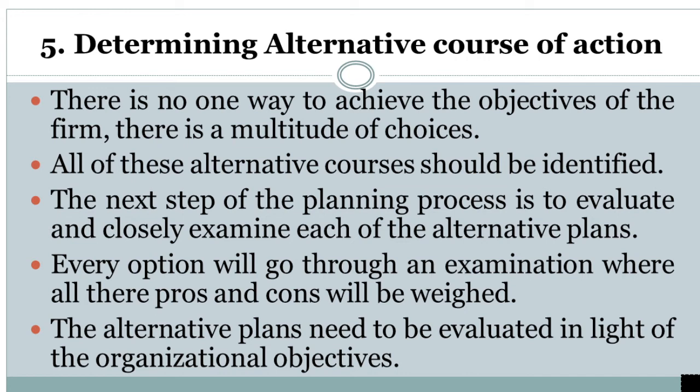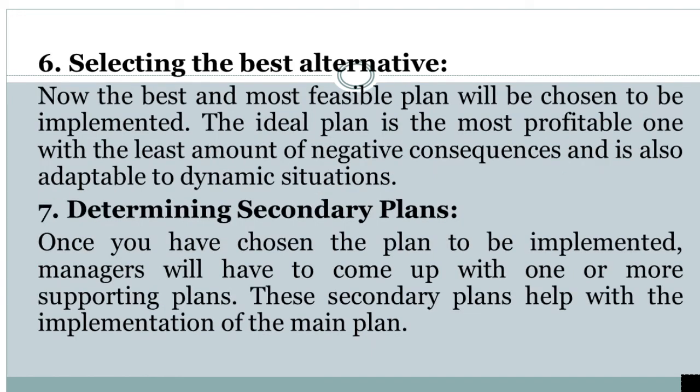So to meet that objective I need alternative plans, right? So in relation to this organizational objective, these alternative plans have to be evaluated. Once these alternative plans are evaluated, then you have to select the best alternative. The management has to analyze the alternatives, find the pros and cons of it, and then select the best alternative among the available alternatives. The ideal plan is the most profitable one with the least amount of negatives.